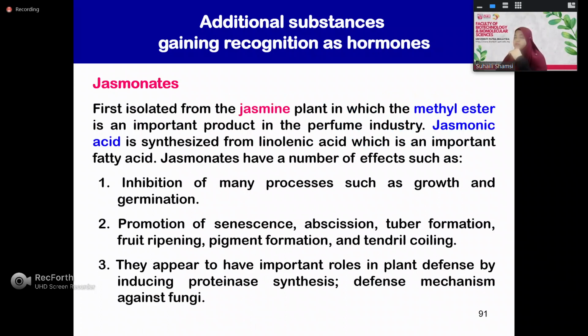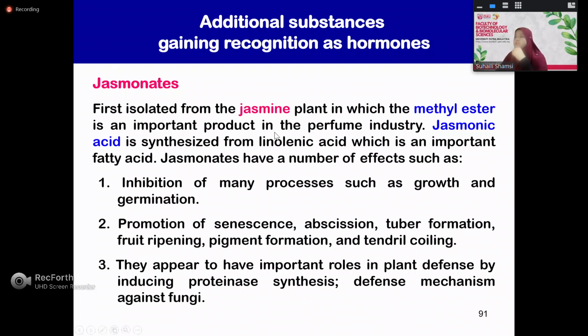And then we have jasmonate. It was first isolated from the jasmine plant, giving jasmonic acid, right? The methyl ester is an important product in the perfume industry. So anything that is an ester gives you a good smell, a good fragrance, right?